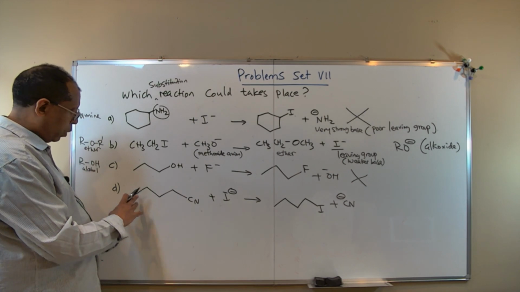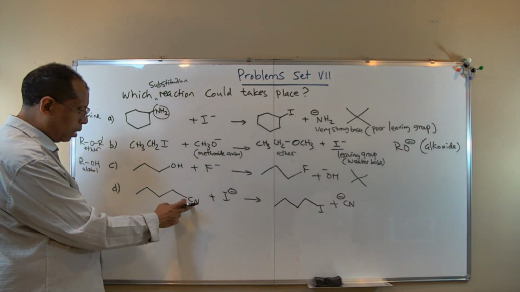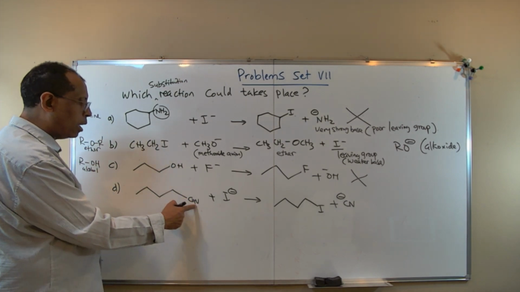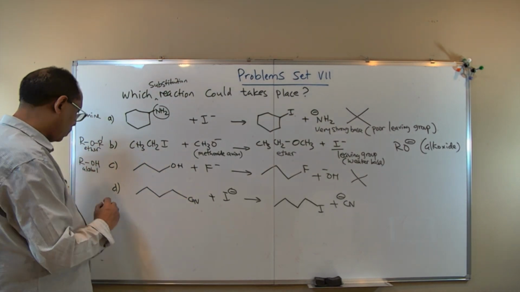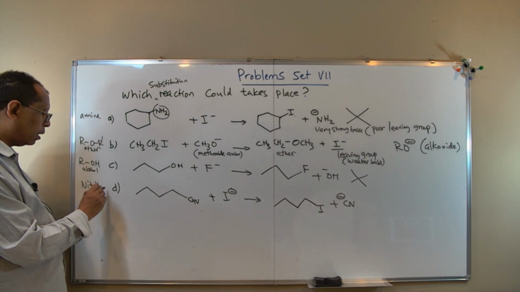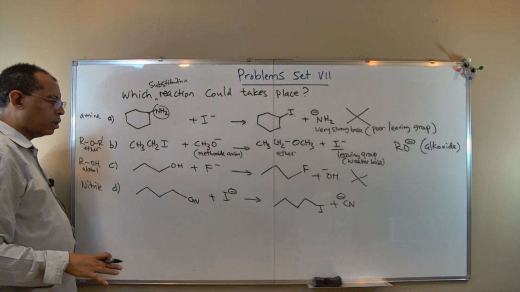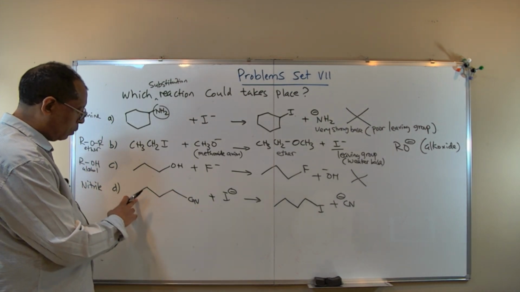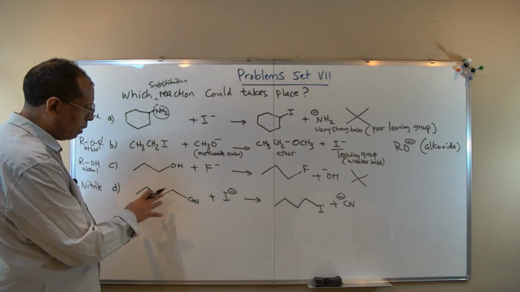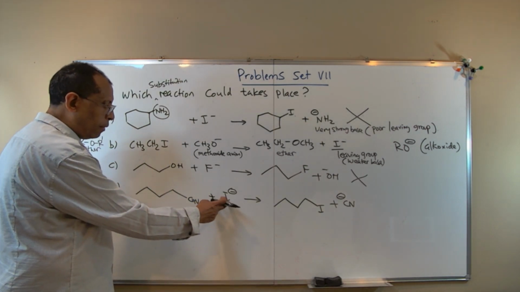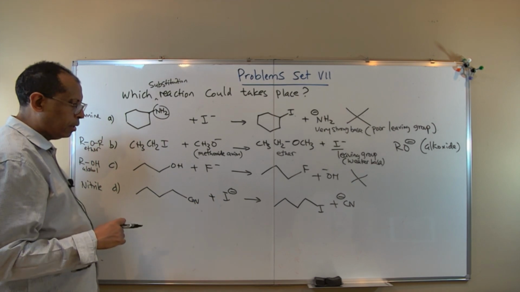Again, here we have CN, cyano, nitrile, C triple bond N. It's a nitrile functional group. Nitriles are CN-containing functional groups. So you have 1, 2, 3, 4. This is a 4-carbon nitrile, and you have iodide as a nucleophile.